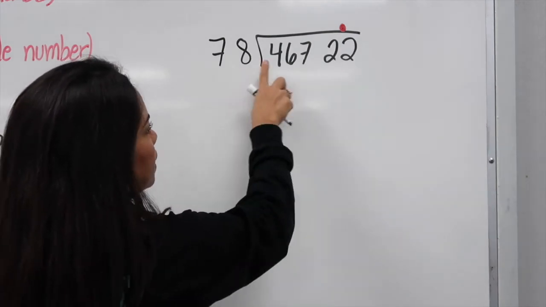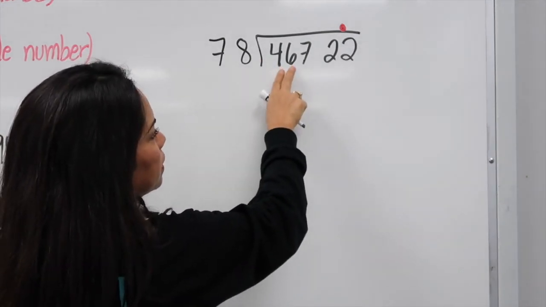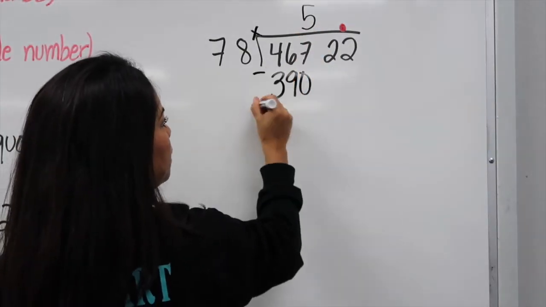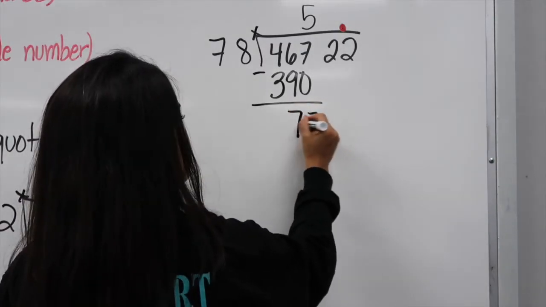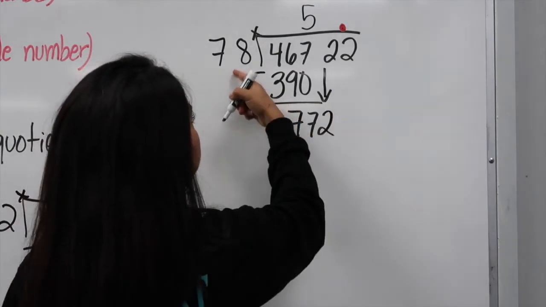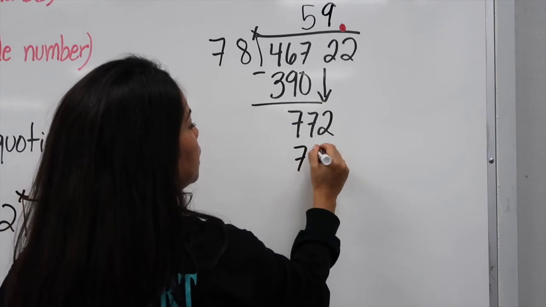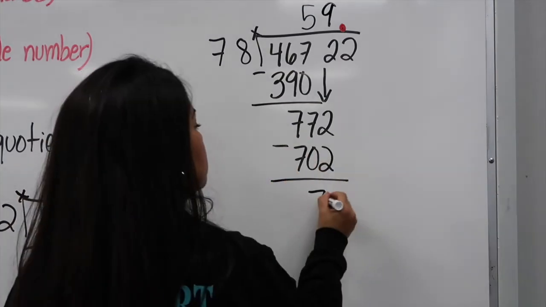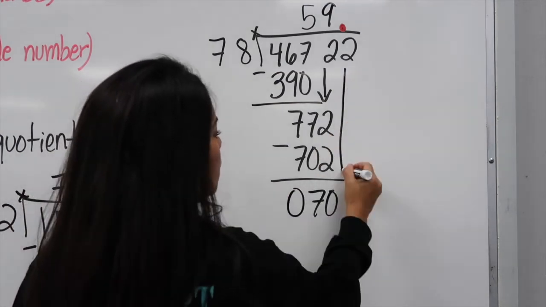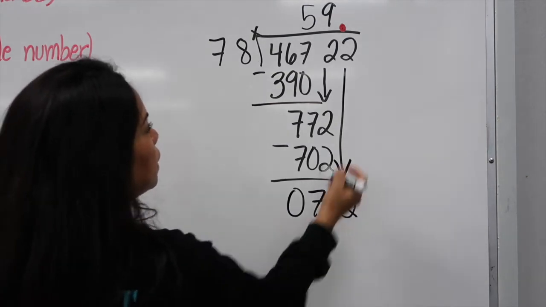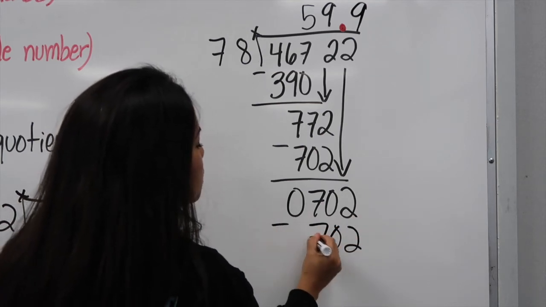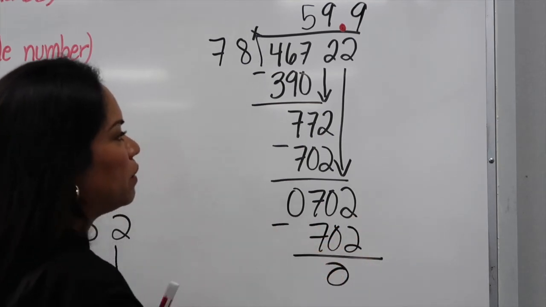Okay, well, 78 cannot fit into 4 or 46, but it can go into 467. 78 times 5 is 390. We subtract and get 77. Bring this down. The next number is 2. 78 times 9 is 702. We subtract and we get 70. Bring the last two down. And again, 78 times 9 will be 702. We subtract and we get 0 remainder.